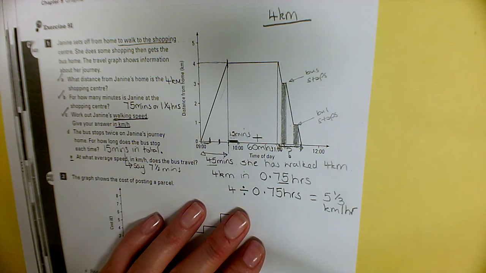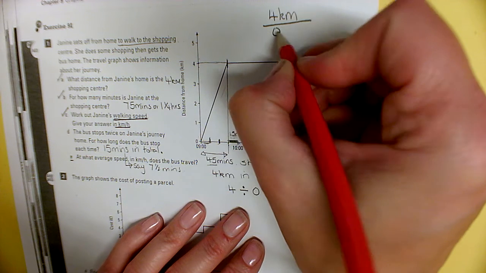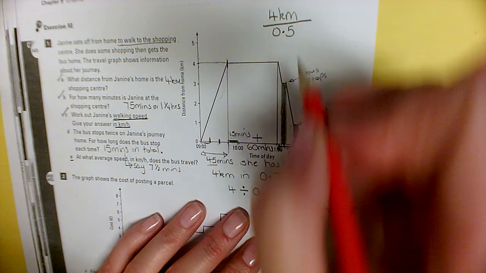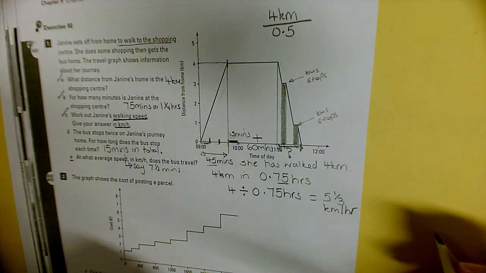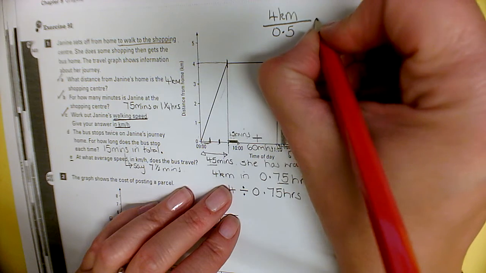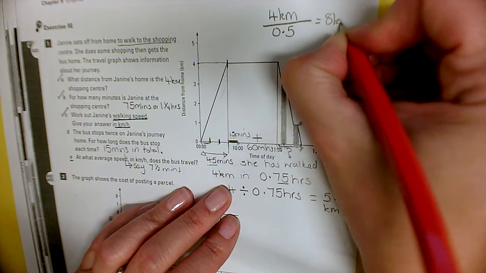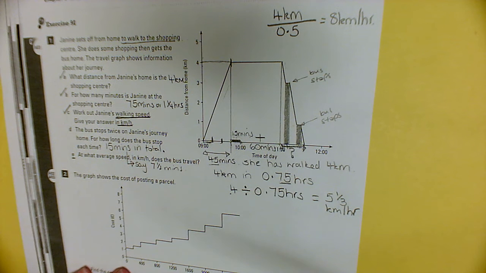So that looks to be about 30 minutes, so over half an hour. So if it's done 4 kilometres in half an hour, it will have done 8 kilometres an hour. And that's its average speed.